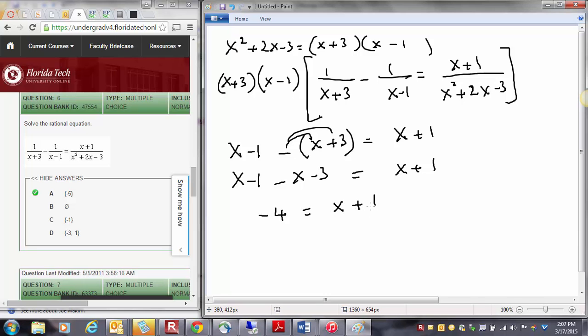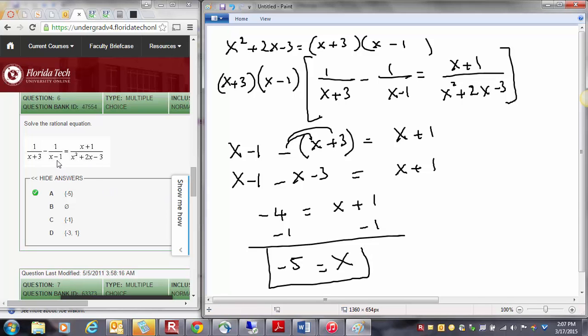Just want to get rid of this one. Let's subtract 1 from both sides. And therefore x equals negative 5. Final answer. Does it make any difference to the denominator? It does not. So negative 5 is the final answer.